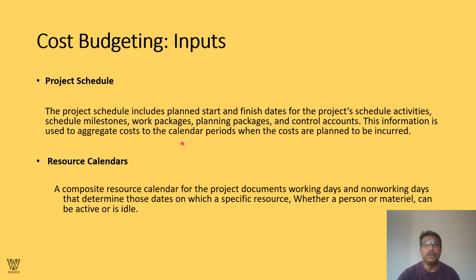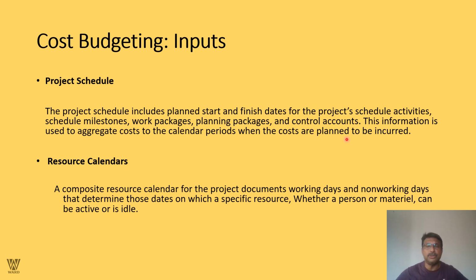The project schedule should include the planned start and finish dates for the project schedule activities, the schedule milestones, the work packages, the planning packages, and the control accounts. This information is used to aggregate cost in the calendar period when the cost is planned to be incurred. Resource calendar is what we are looking out for here.